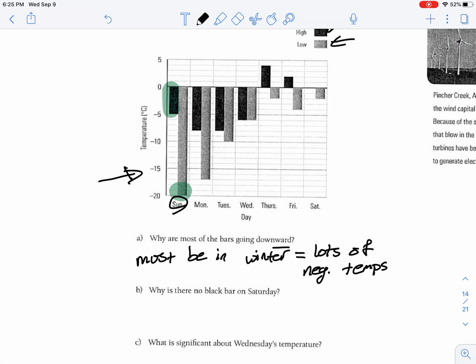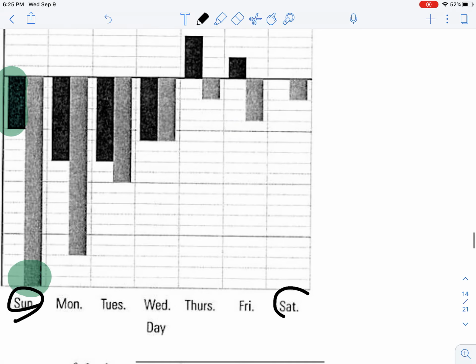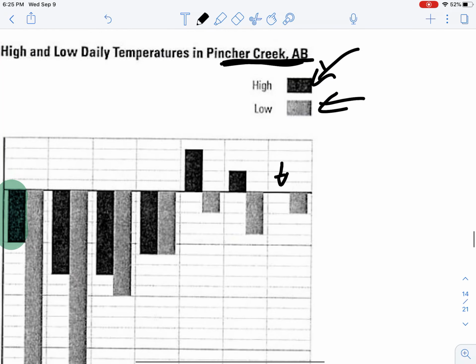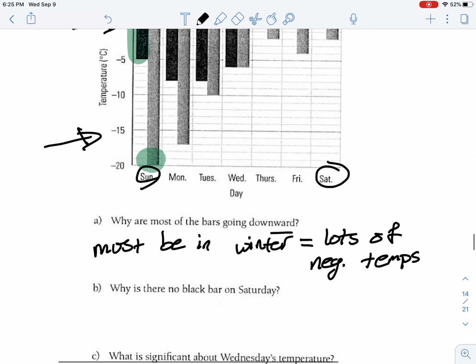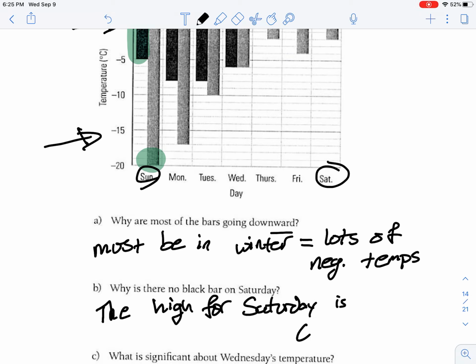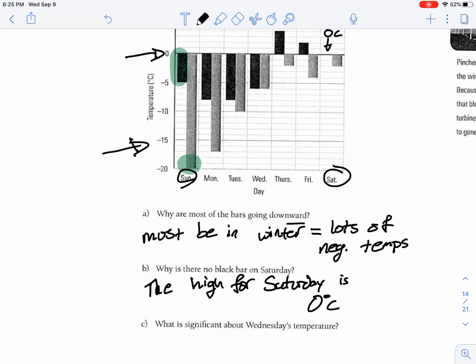Why is there no black bar on Saturday? If we look at Saturday, we can see there's no black bar. Well, that's because the high of that day would be 0 degrees Celsius. We can see here that that is 0 degrees Celsius. So the high for Saturday is 0 degrees Celsius.